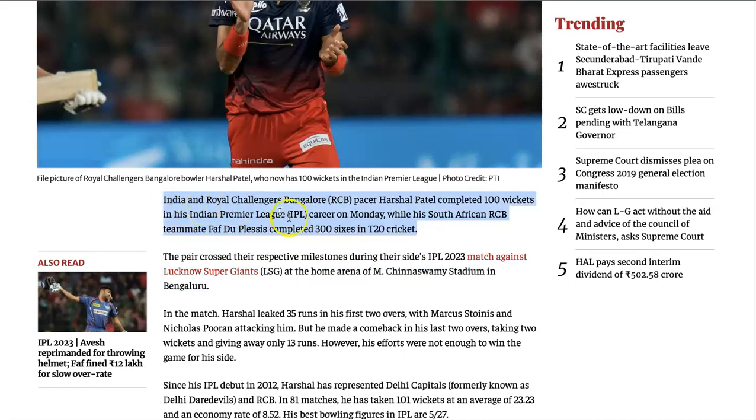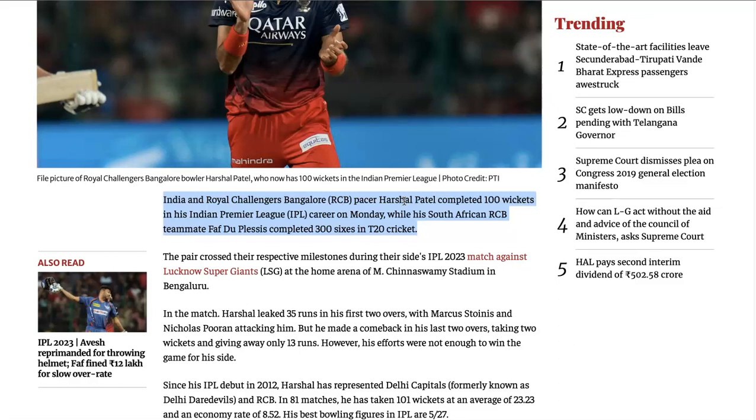If someone gives you this paragraph, "India and Royal Challengers Bangalore pacer Harshal Patel completed 100 wickets" and so on, this is fine, but what are the different pieces of information that we want to extract? One thing is Royal Challengers Bangalore and Harshal Patel. What is the relation between them? That can be information. These are the two named entities, and they are connected by the relation player. Harshal Patel plays for RCB.